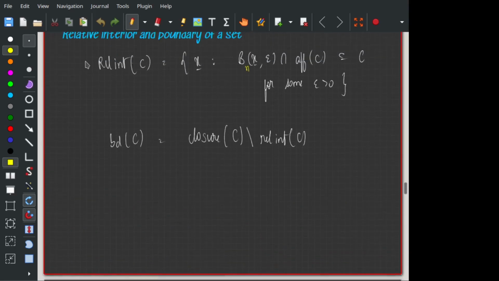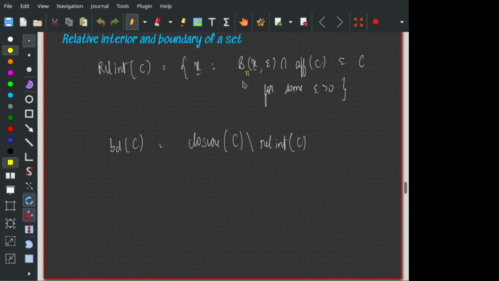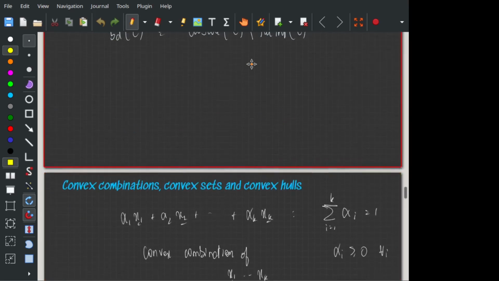Is Bn of x epsilon the same thing as the neighborhood of x? Exactly, it's the neighborhood. It's just the open ball of radius epsilon, which has center x.